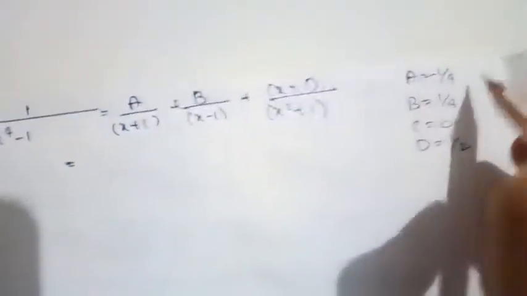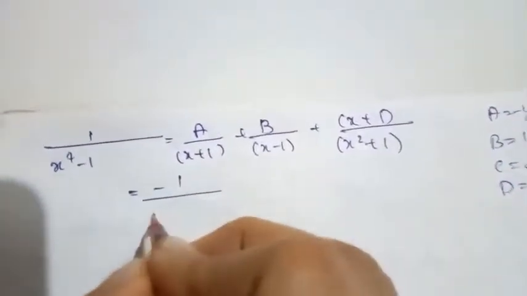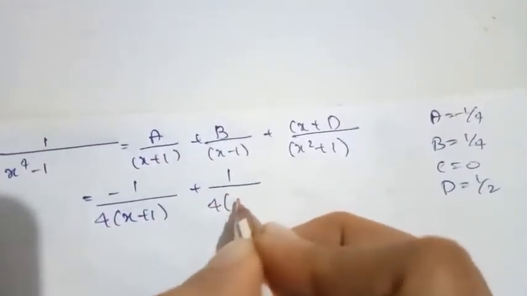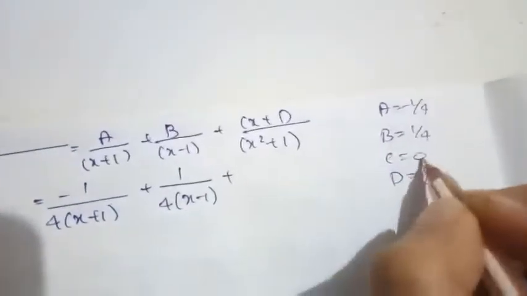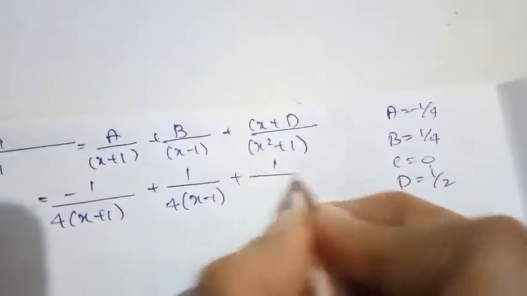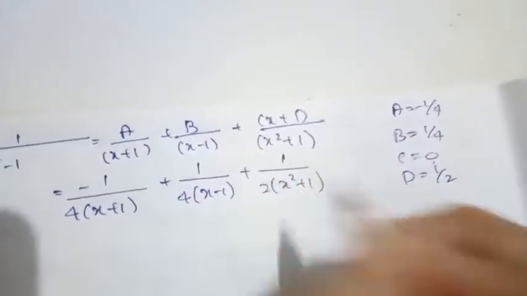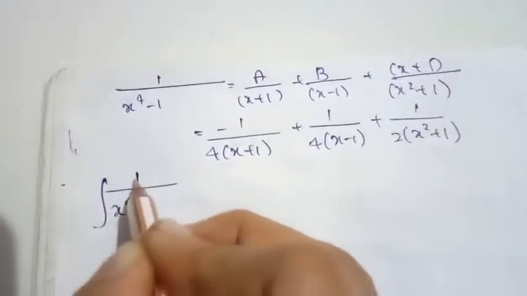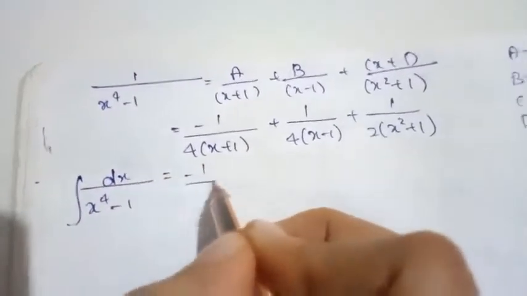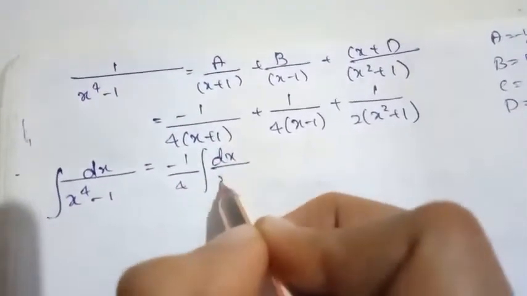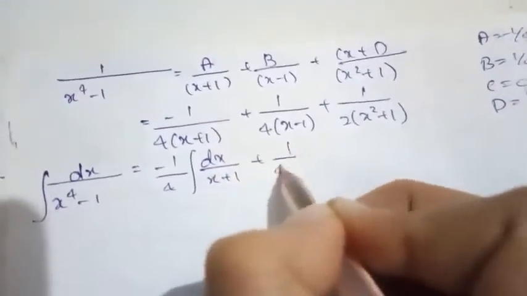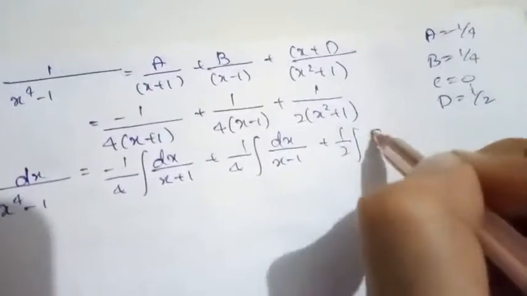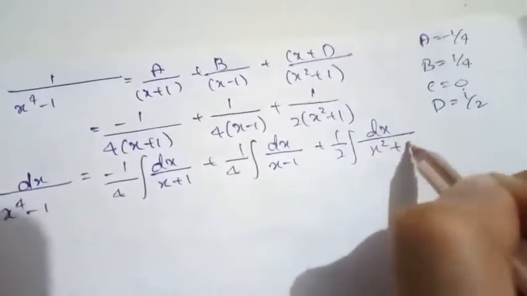So what happens? The value of a is minus 1 by 4, so minus 1 by 4 into x plus 1. The value of b is 1 by 4, so 1 divided by 4 x minus 1. Plus c is 0, so 0 plus d, it is nothing but 1 by 2 into x square plus 1. Now integrate on both the sides. So the integration of 1 divided by x power 4 minus 1 into dx is equal to minus 1 by 4 integration of dx divided by x plus 1, plus 1 by 4 integration of dx divided by x minus 1, plus 1 by 2 integration of dx divided by x square plus 1.